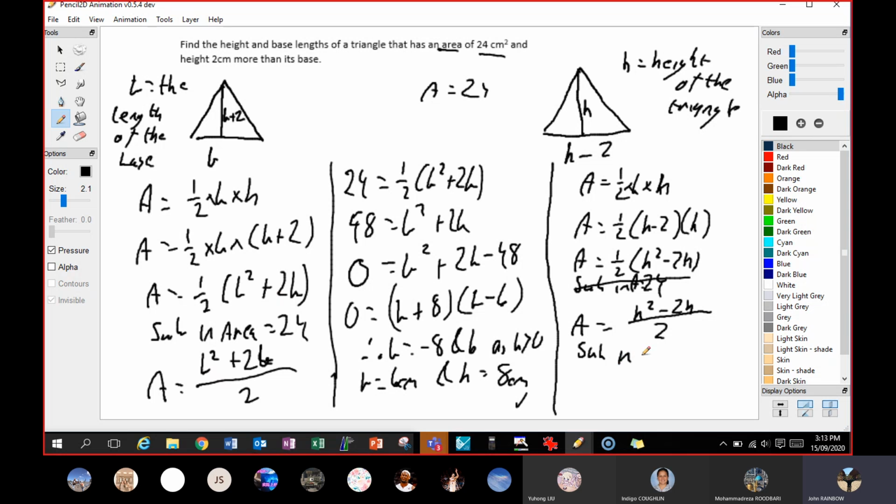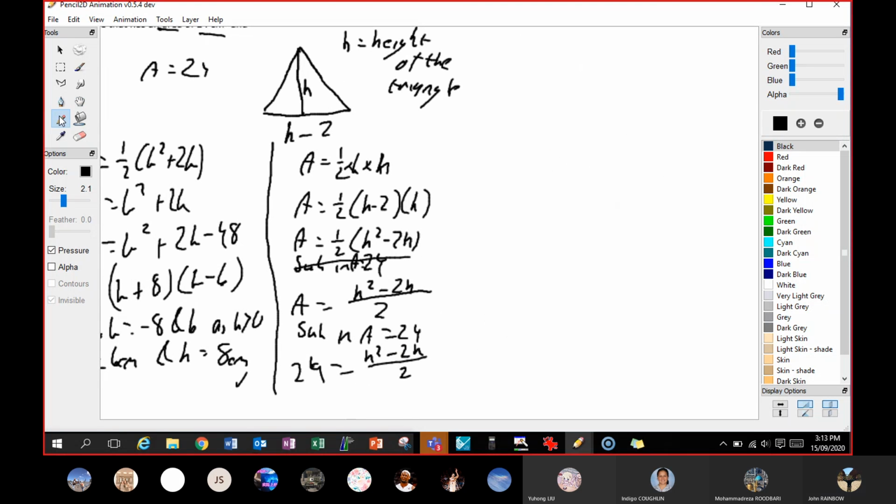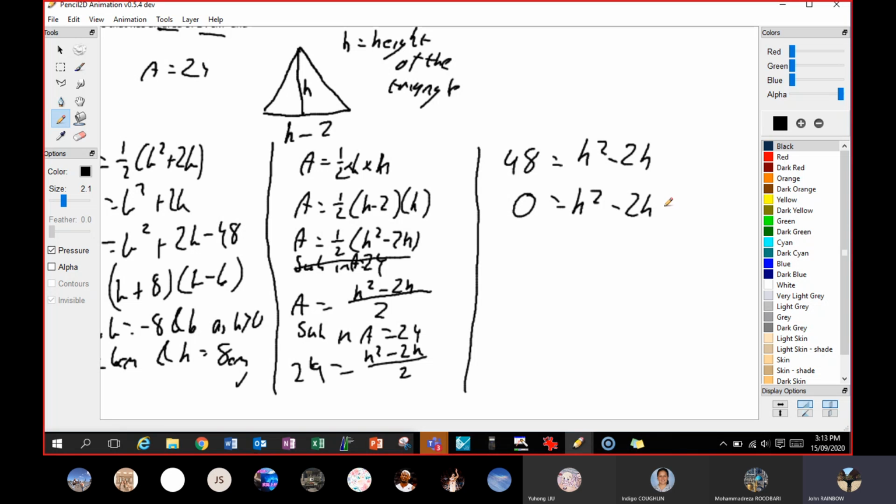So I'm going to sub in A equals 24, and then you get 24 equals h squared minus 2h on 2. And then you just multiply the same thing. I'll just move across a little bit, gives a bit more room. My writing's just gotten really messy. Multiply both sides by 2: 48 equals h squared minus 2h. 0 equals h squared minus 2h minus 48.